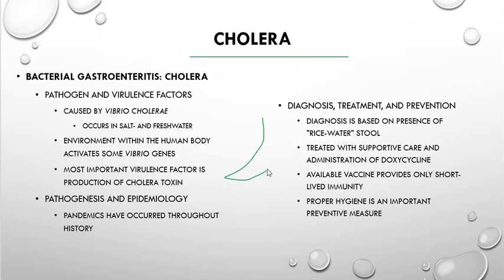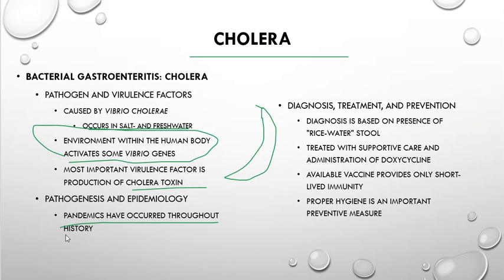Cholera is caused by Vibrio cholerae. It's a comma-shaped bacteria. It's in salt and fresh water. And when it's inside the human body, it turns on a gene and makes the cholera toxin. There have been lots of pandemics in history. I think it's really more epidemics.